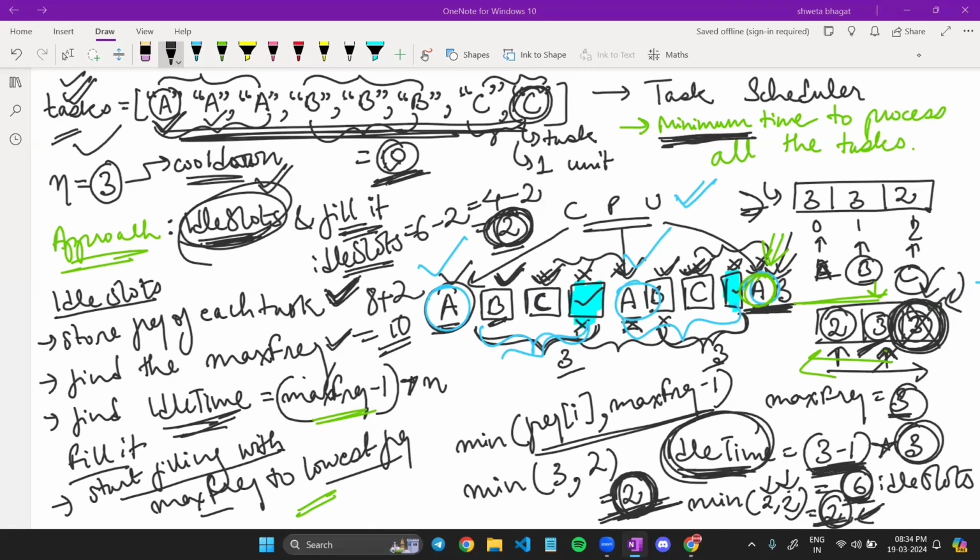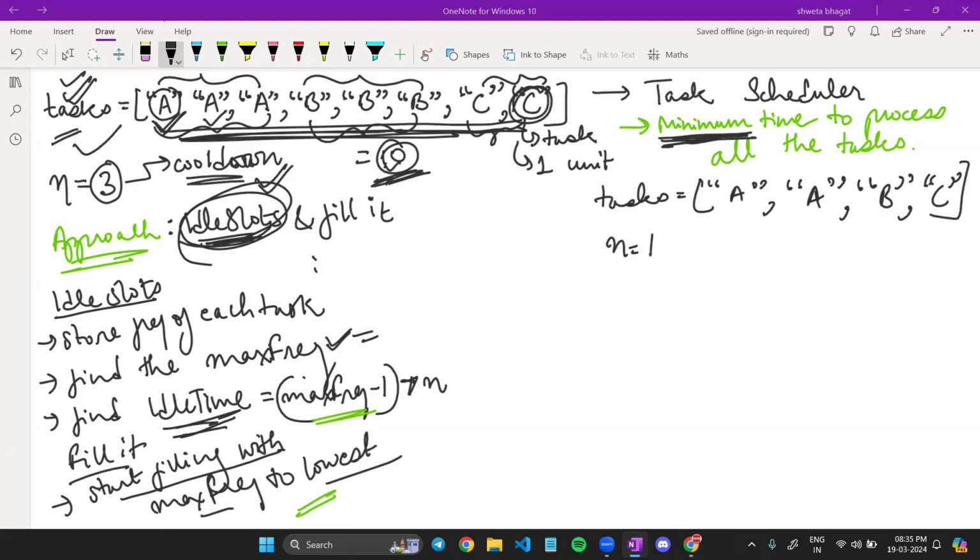So we understood that what we are returning is the idle time plus the time required by all the tasks in the CPU, right? That is, this was the time required by all the tasks and this was the idle time, and we got the answer. But let's see one more test case, to see whether it will work. Here we have tasks AABC and the cooldown period is 1 unit.